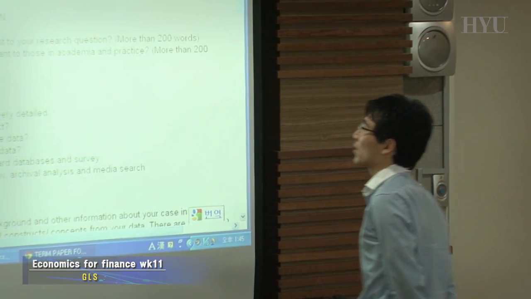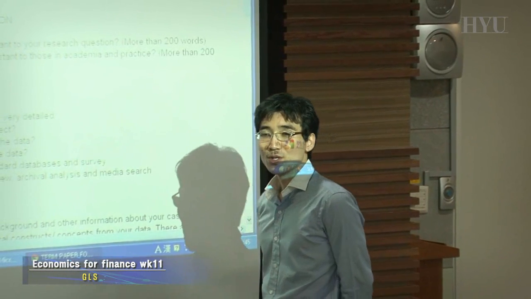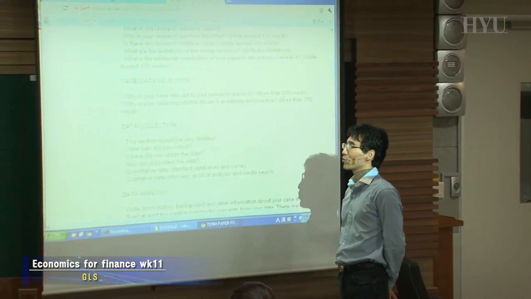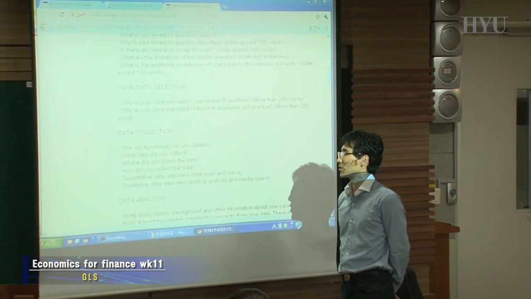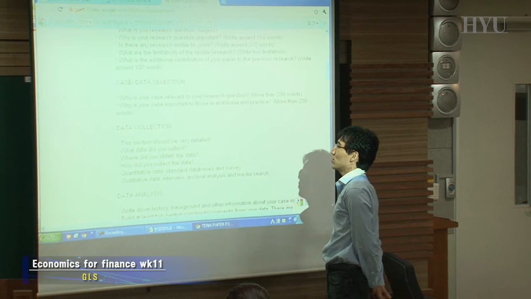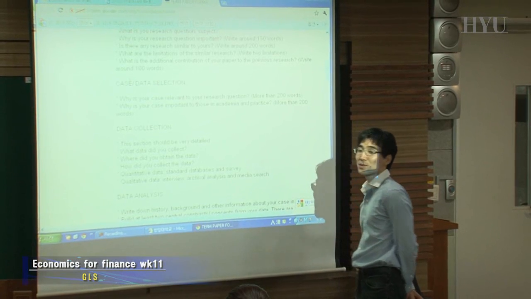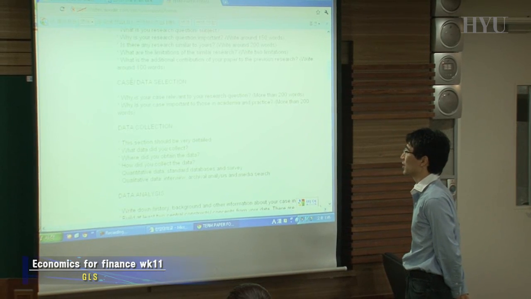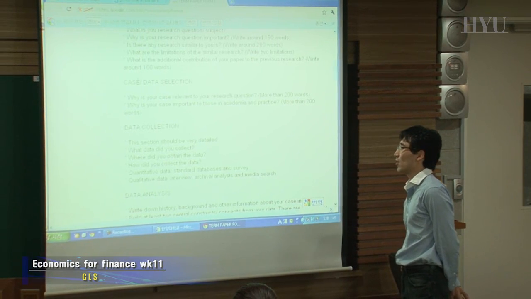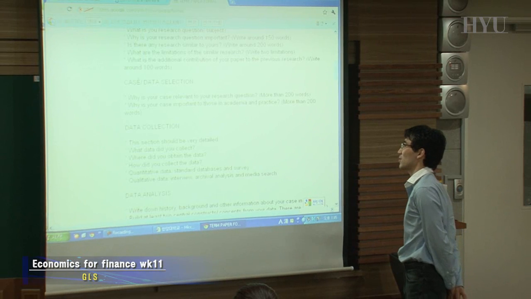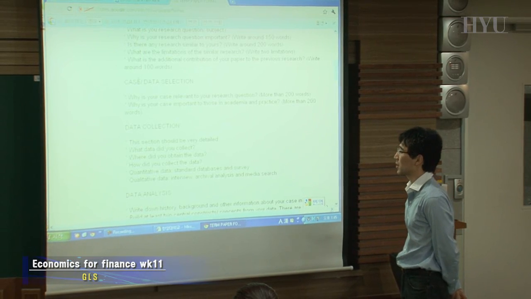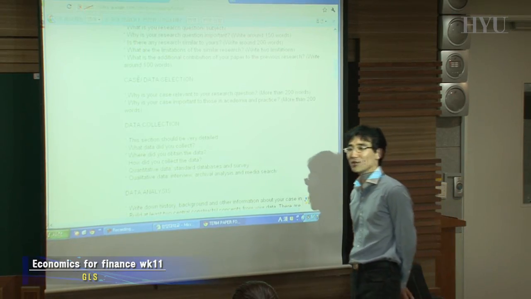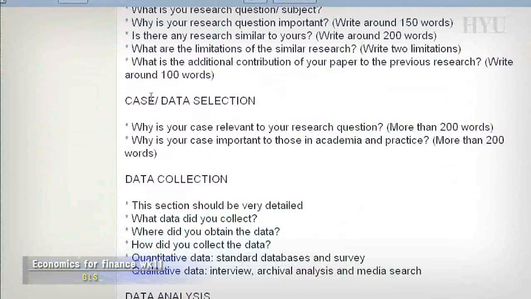Now you provide the logic for what data you need, and then you have to describe the process through which you collected the data. This data collection section should be detailed. What data did you collect? Where did you obtain the data? How did you collect the data? Quantitative data may come from a standard database or survey. Qualitative data means interview, archival analysis, or media search. So describe in detail how you collected the data.